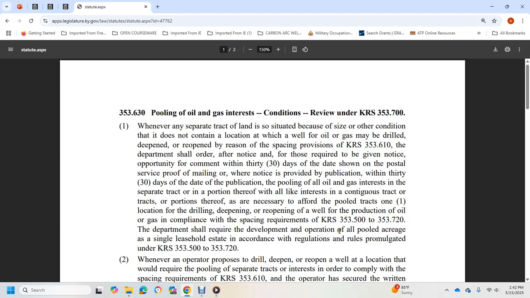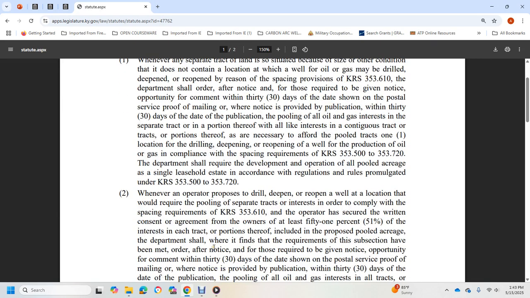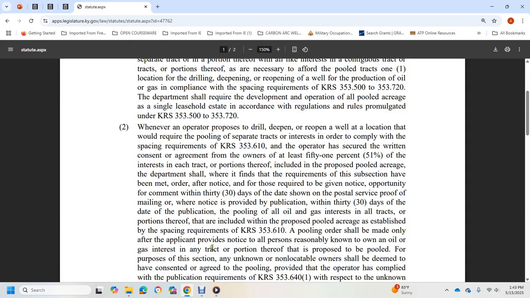The department shall require the development and operation of pooled acreage as a single leasehold, according to the regulations and rules promulgated under Kentucky Revised Statute 353.500 to 353.720. Whenever, for the purpose of drilling, deepening, or reopening a well, the location requires pooling of a tract in order to comply with the spacing requirement of Kentucky Revised Statute 353.610, operators must secure the written consent and agreement of the owners or lessees of 51% of the interest in each tract, or a portion thereof, including the approved pooled acreage.